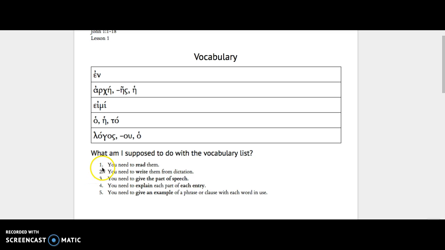So keep practicing. You're supposed to be able to do these five things with the vocabulary. Read them, write them, tell what part of speech they are, explain each part of each entry, and give an example of a phrase or a clause that uses that word appropriately. Okay, good job, and keep studying your vocabulary.